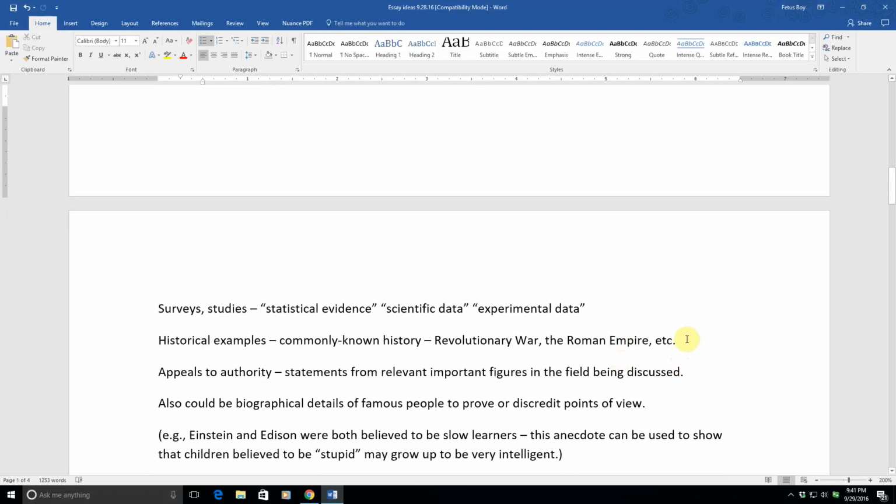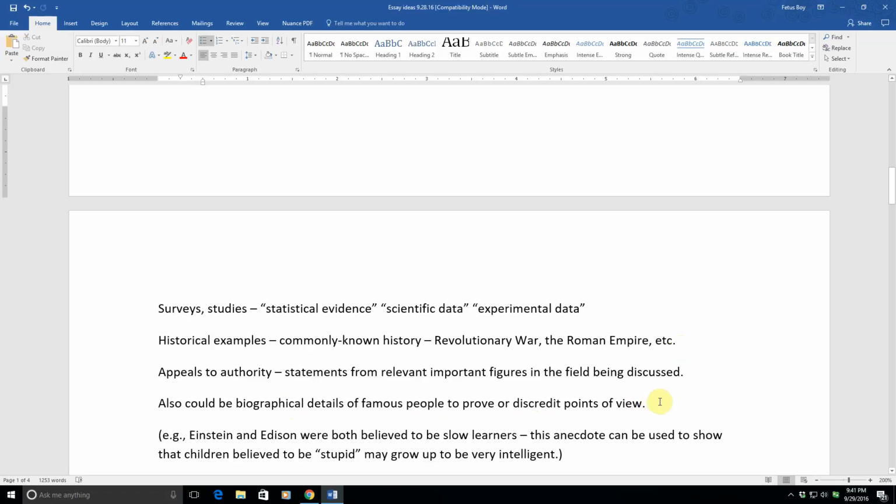Appeals to authority. Okay, as I said earlier, an appeal to authority might be a statement from a relevant, important figure in the field being discussed. So Albert Einstein, physics, great. Albert Einstein, botany, well, maybe not. Could be biographical details of these famous people to prove or discredit a point of view.